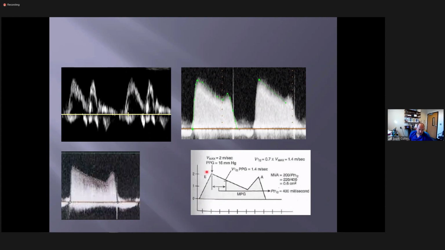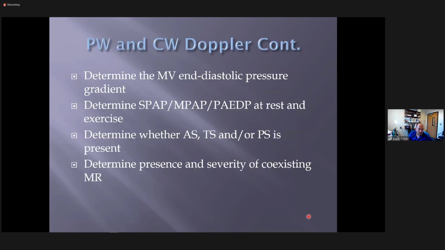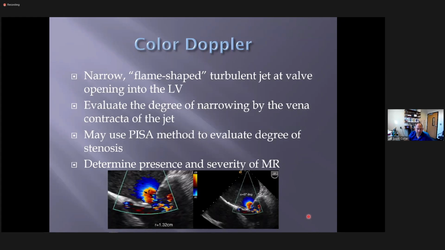Good. And then tracing again just gives you all the rest of the numbers. It gives you your instantaneous peak velocities and adds them all up together. That's what gives your VTI, but it also determines the pressure gradient and your mean pressure gradient as well. All right, so determine those parameters. And because we have mitral stenosis, there's a good chance that the other valves have stenosis as well, so take a look at those with your Doppler. And then look for any coexisting mitral regurgitation via your Doppler as well.